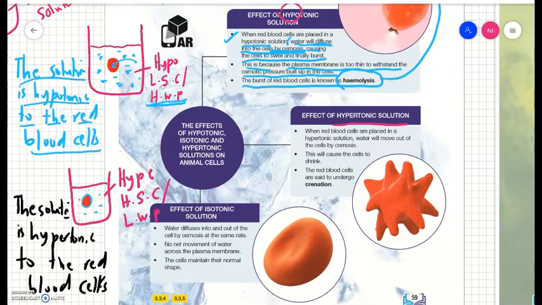Contoh, kalau the solution is low water potential, dia punya partner yang dia compare tu lah yang ada high water potential. Jadi high to low maksudnya yang dari dalam red blood cell will diffuse out. Okay, will diffuse out of the cell by osmosis. Kita tengok di sini. When the red blood cell are placed in hypertonic solution, water will move out of the cell by osmosis.